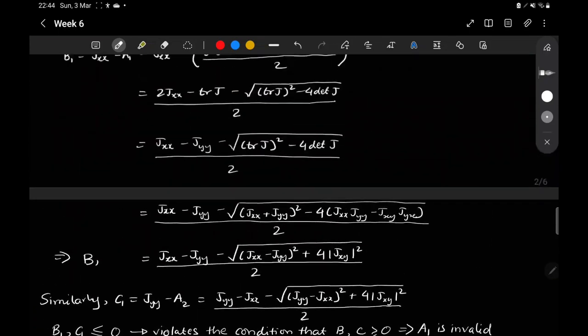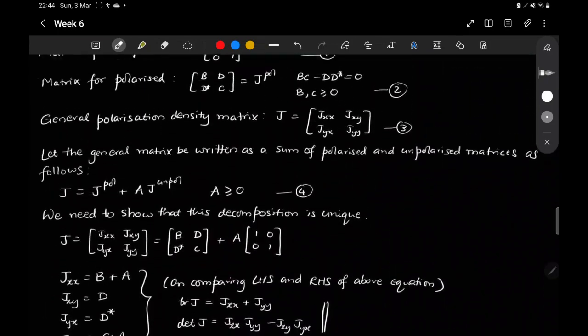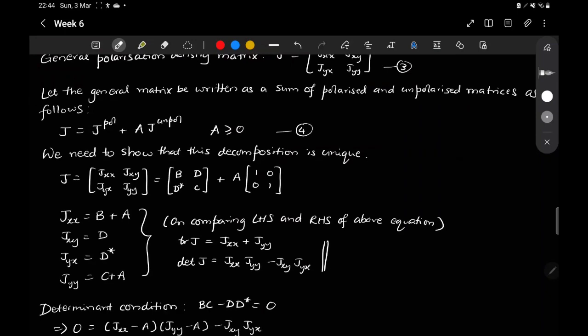So this is how we prove that the decomposition is unique, by finding out the value of this A, which is unique.